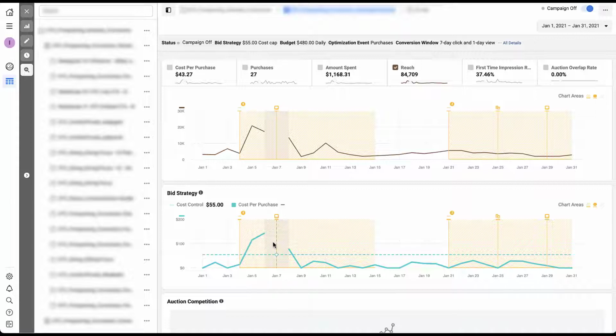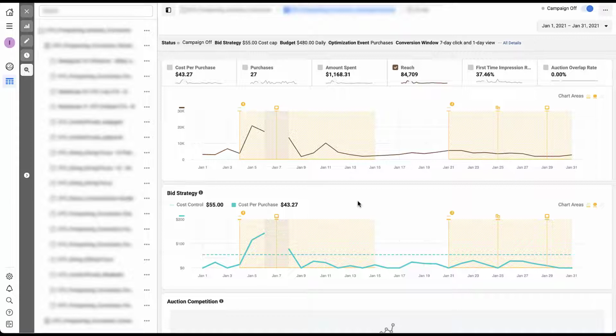As performance was trending, it goes up, comes back down, typically stays under the dotted line, which is the cost per purchase target that we had in place, or the cost control at $55. So it does show you your cost per purchase relative to what your bid strategy was by demarking your bid strategy cost cap with that dotted line.